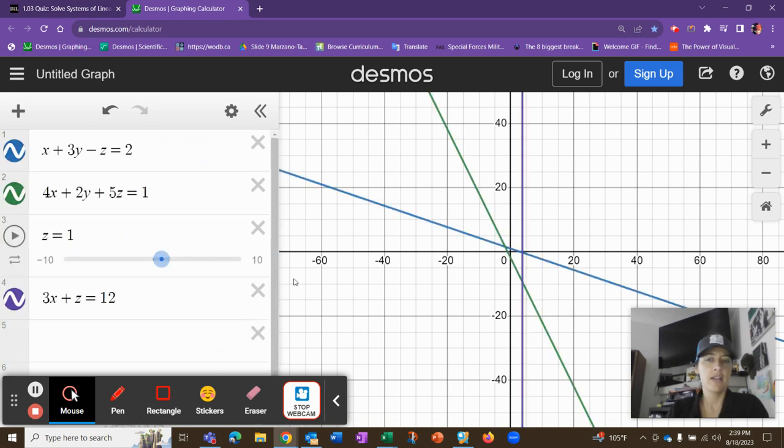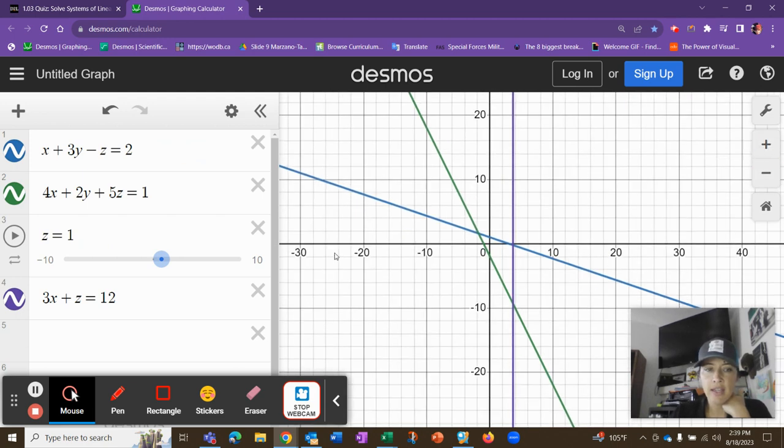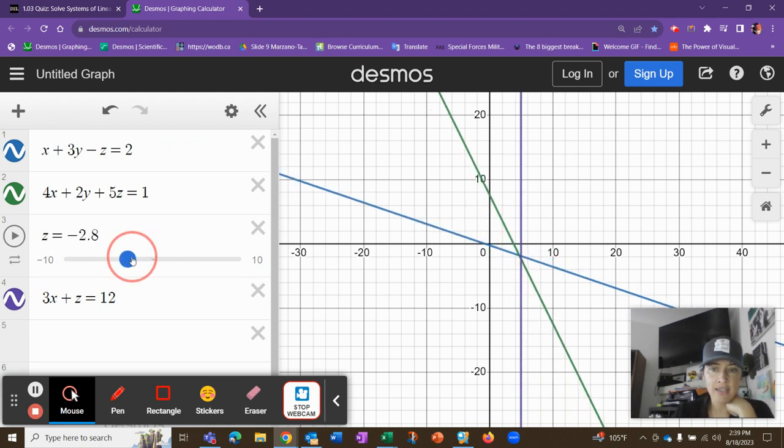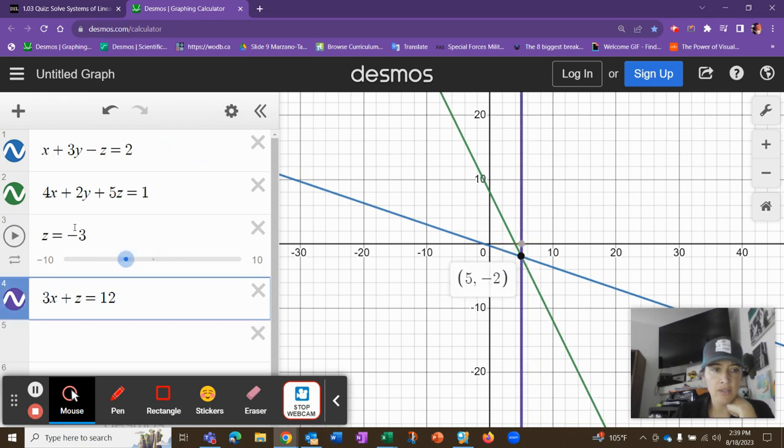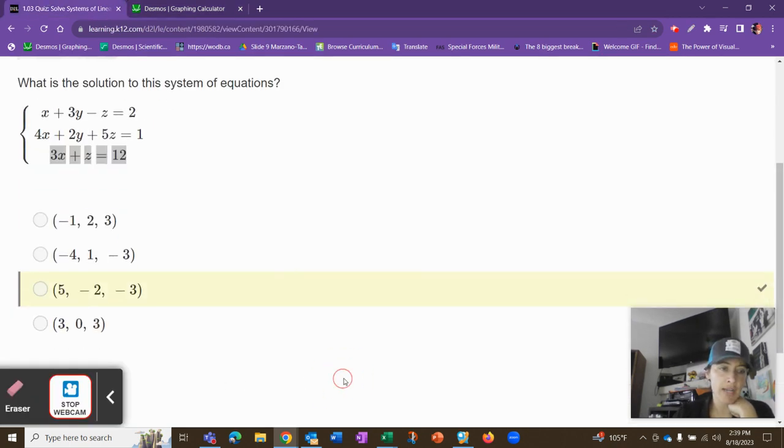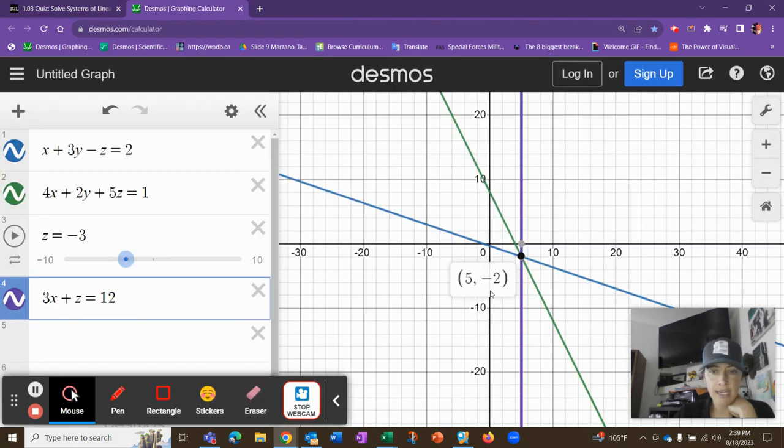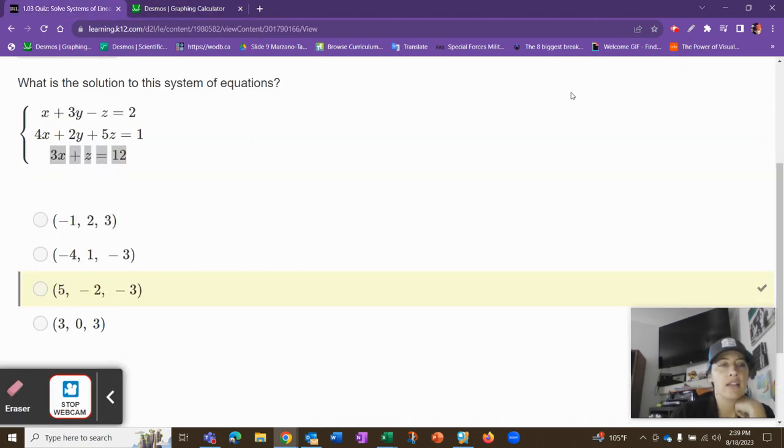Add a slider. So this is what they did. They put them into Desmos and they just made a slider for Z, add a slider, right? And they slid it until they all 3 intersected. Then when you click on it, you can see Z is going to be -3, X is 5, and Y is -2. Remember X, Y always, and then Z. So you look for that and you'd be done. We're going to solve it algebraically. 5, -2, -3. X, Y, Z. All right, let's focus.